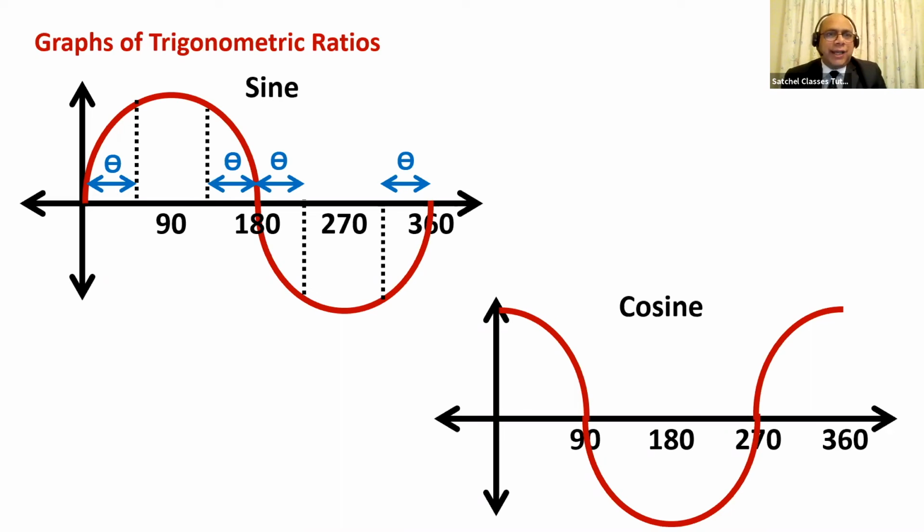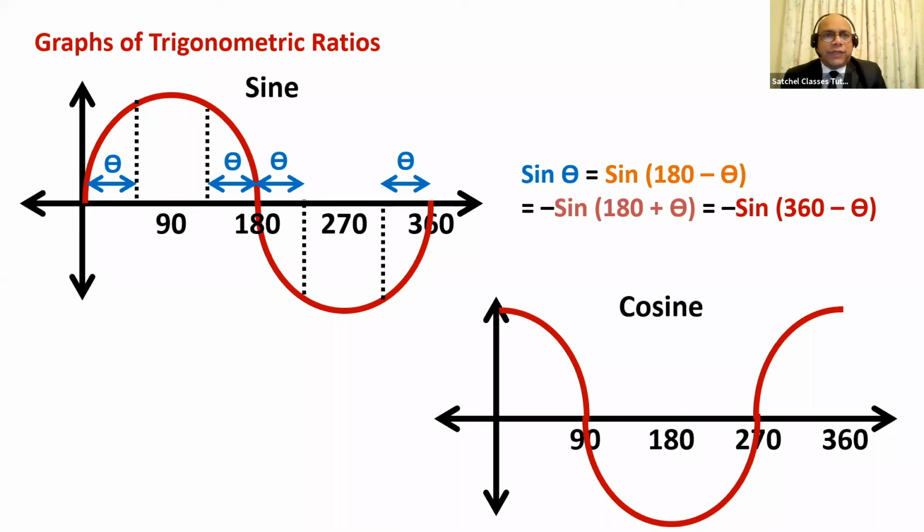You will realize that sine of theta and sine of 180 minus theta have the same signs, right? They are both positive. Whereas on the opposite side, sine of 180 plus theta and 360 minus theta, as you can see, they are on the negative side. They will have the same magnitude, but they will be negative of the earlier two signs, right? Minus sine 180 plus theta and minus sine 360 minus theta.